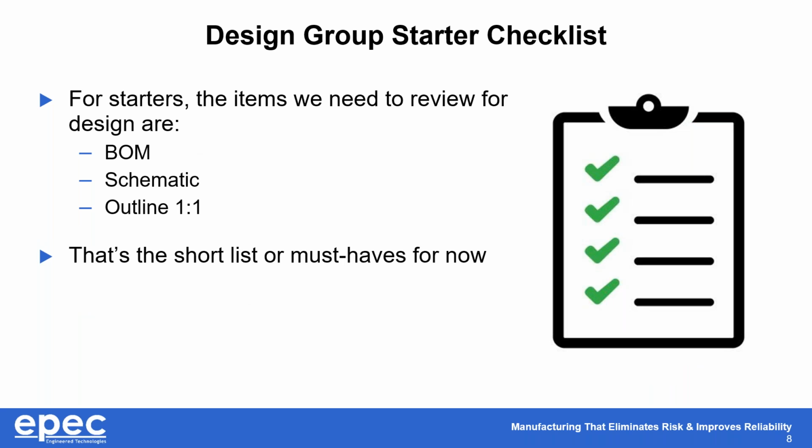So again, our starter checklist for the design group: BOM, schematic, and outline. Those are the 3 things that we need for review for us to quote your layout and routing. That's the short list of must-haves, but what we need up front.